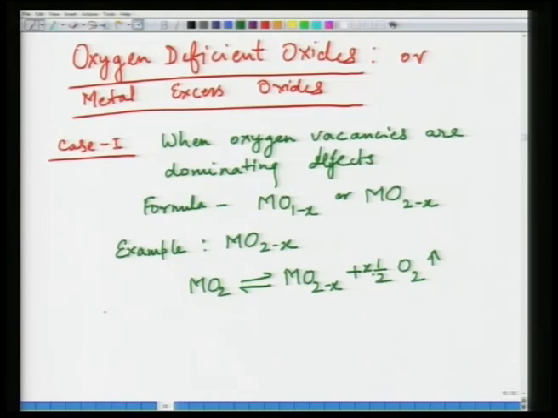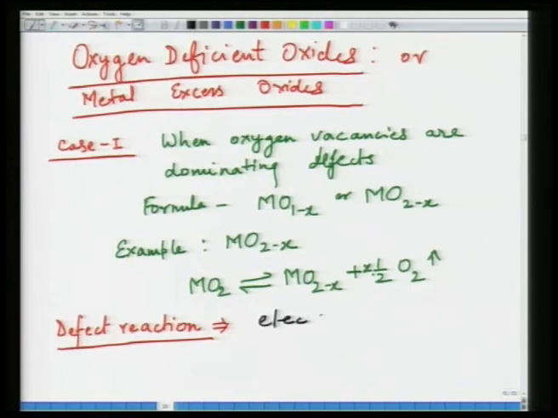So, now we can write what is the defect reaction. The first case could be electronic compensation. If you have electronic compensation, then what it means is that basically MO2 minus X amount of oxygen has gone out, and it gives rise to creation of certain defects.